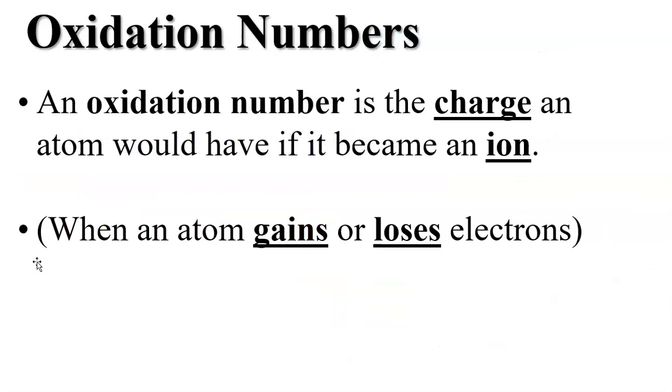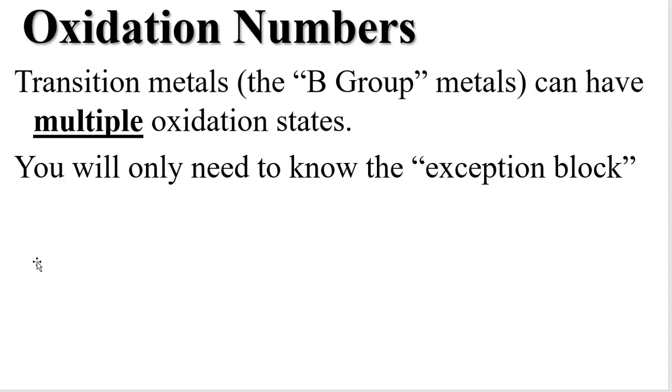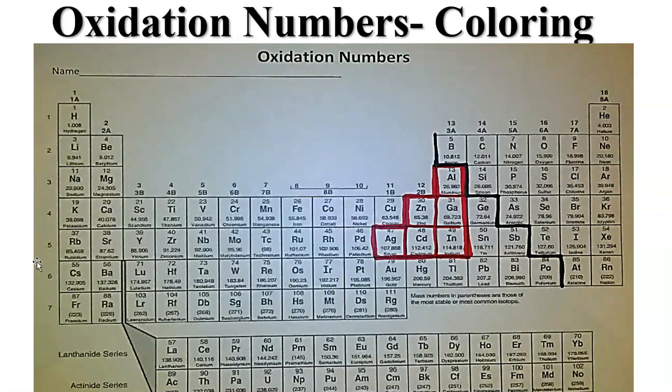Okay? Your oxidation number is the charge an atom would have if it became an ion. So whenever an atom gains or loses electrons, okay? The A group elements tend to follow this set of patterns, and you will need to know these. Your transition metals or your B group metals can have multiple oxidation states. You only need to know the exception block. Okay? So pull out your periodic table if you have one, and we're going to color in this good little area where you have aluminum, gallium, indium, zinc, cadmium, and gold.